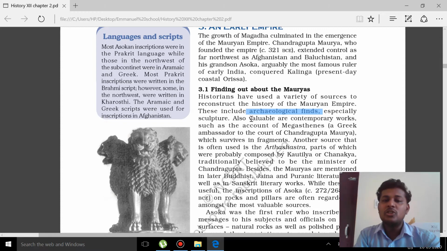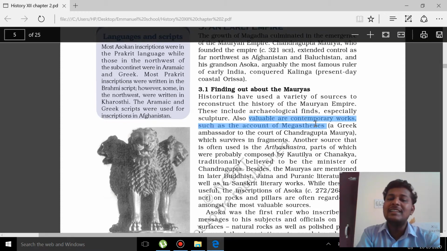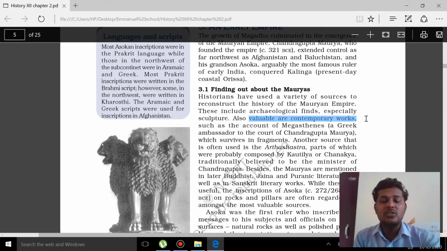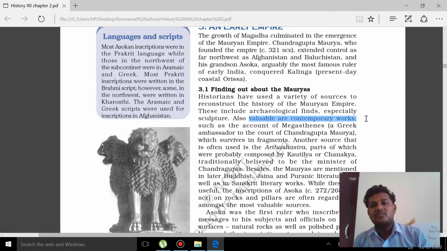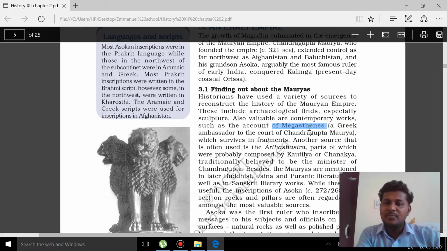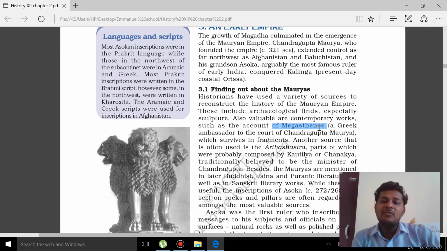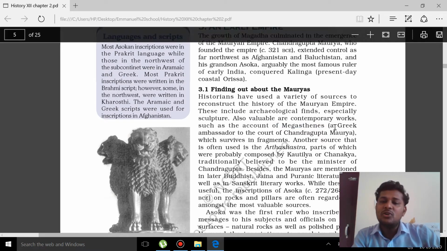Now the second point: valuable contemporary works. Contemporary works are the written works of the time when the Mauryans were living. At that time, some writers and scholars wrote accounts in their books. That is called contemporary works. The first one is the account of Megasthenes. Megasthenes wrote a book called Indica. He was a Greek ambassador, a person sent from Greece to India, to the court of Chandragupta Maurya.